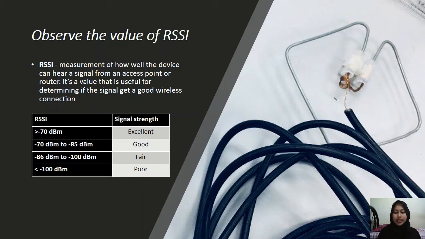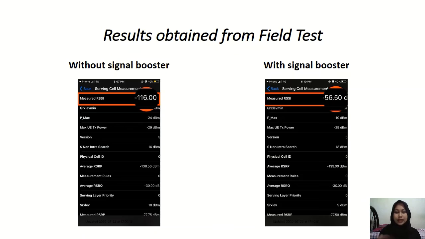Okay, next is a screenshot of the result that I got. And this is a result obtained from the field test that I have done using my iPhone. The iPhone that I'm using for this project is an iPhone 6s, and iPhone 6s cannot see the value of RSRQ and also SINR. Therefore, I decided to observe the value of RSSI instead.